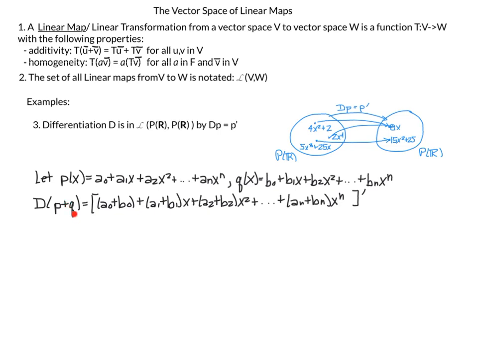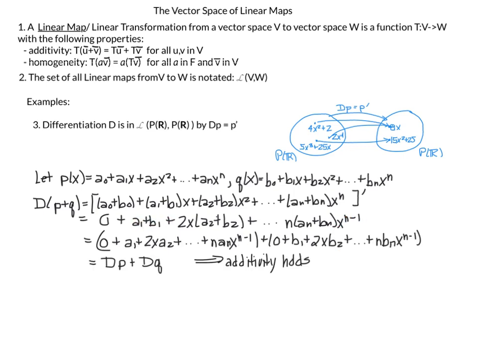So p plus q is going to be a naught plus b naught, plus a1 plus b1 times x, plus a2 plus b2 times x squared, all the way up to an plus bn times x to the n. And for the derivative function, I'm just going to indicate that with the prime. When we take the derivative, these are constants, so they go to 0. Here, this term becomes a1 plus b1. This term here, we get the 2x times a2 plus b2, all the way up to n times an plus bn, x to the n minus 1.